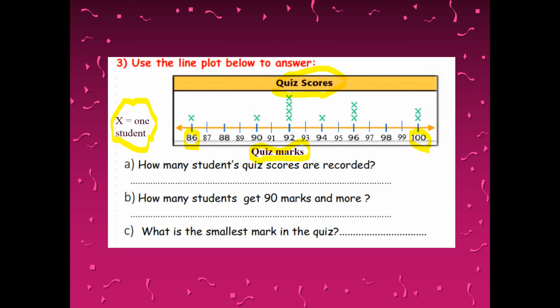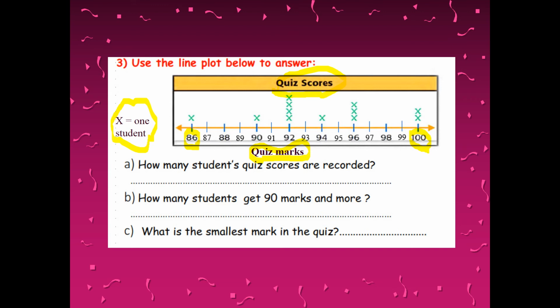No one gets 95. Only 3 get 96. No one gets 97, 98, 99. Okay, and we have here 2 who get 100. So let's solve the first question here.